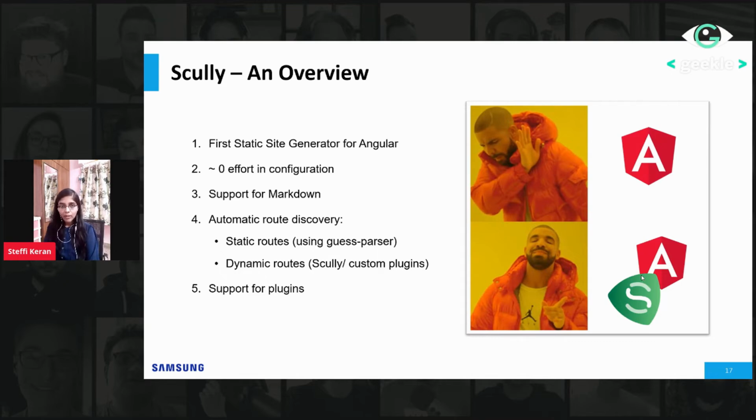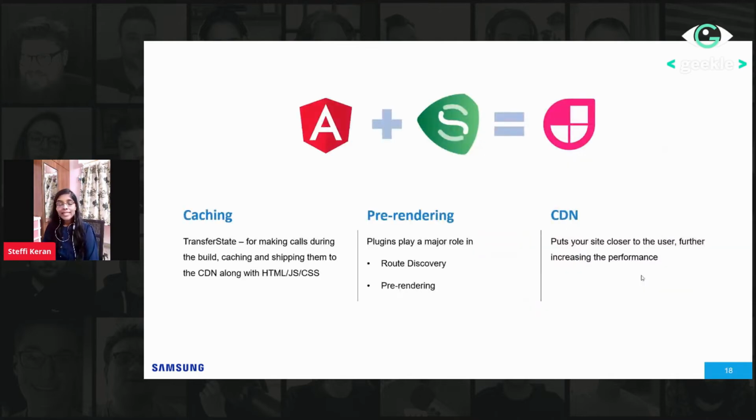Why I am stressing route discovery is, without route discovery, there is not going to be a page, because routes are the essential ones, right? As many routes as are discovered, that many pages are going to be created. So route discovery is like a backbone for Scully, and it has huge support for a plugin system. This plugin ecosystem is really good, and I would recommend you visit Scully's official site, and go through all the plugins already available and how to create custom plugins as well.